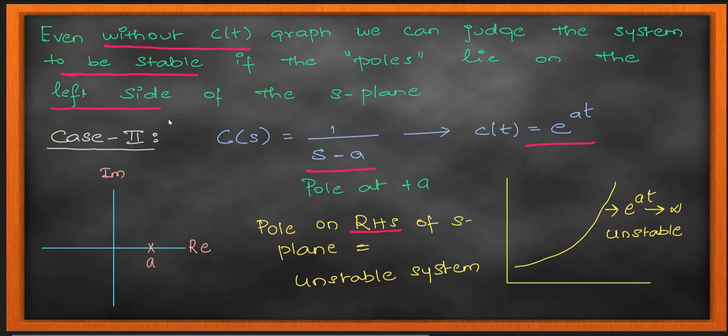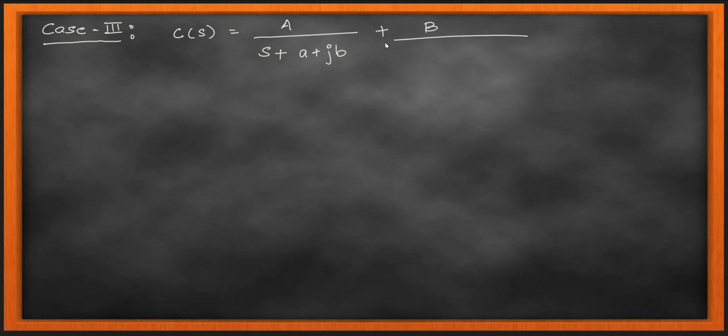And now if I see my pole representation, my pole is on the right hand side. So I can tell that if the pole occupies the RHS, then my system is an unstable system. All right. So from my case 1 and case 2, I have these two conclusions: if my pole is on the left hand side, that is a stable system, and if my pole is on the right hand side, the equivalent response is an unstable system.